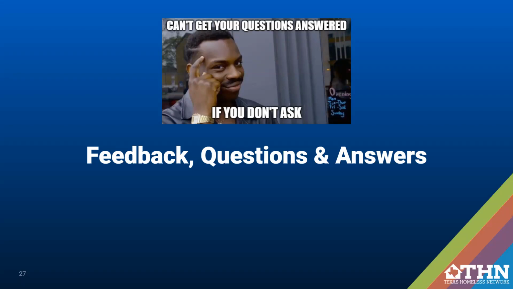When it comes to reporting that information in your annual performance report to your HUD rep in Sage, there is an opportunity to provide a narrative on your outcomes. So if you had more negative exits than you would have hoped, you can speak to that in your performance report, and HUD will have that information available to them when they're reviewing your report.